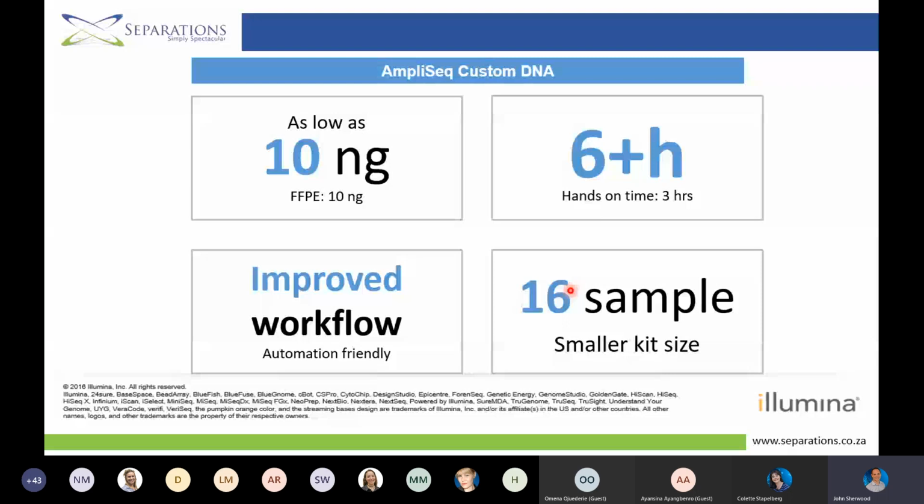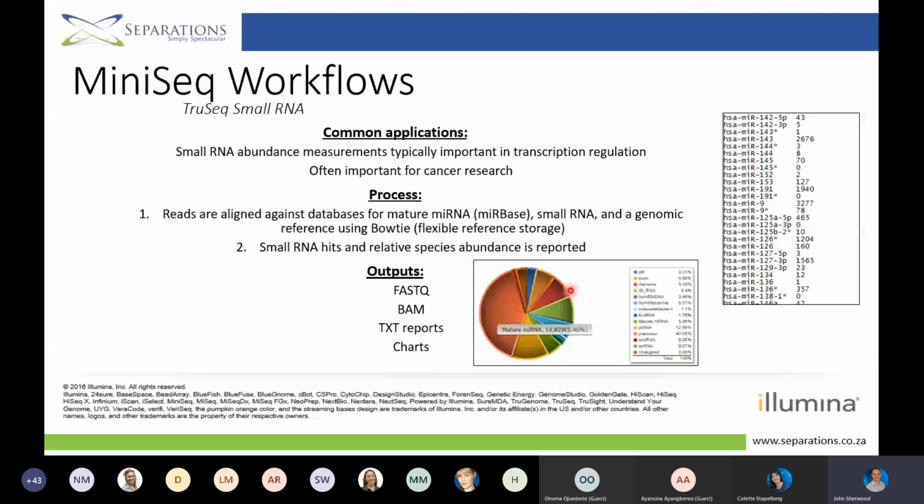Now I'd just like to talk about small RNA. So where does small RNA fit in, and why is small RNA investigation quite important? Small RNA investigations are important in a number of different things. Typically, by looking at the small RNA abundance, you could look at things like transcription regulation, and it's often important in certain disease states. So, for example, it might have a lot of usage in oncology. It might have a lot of usage in immunology as well.